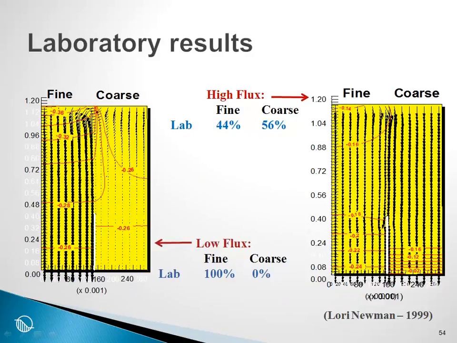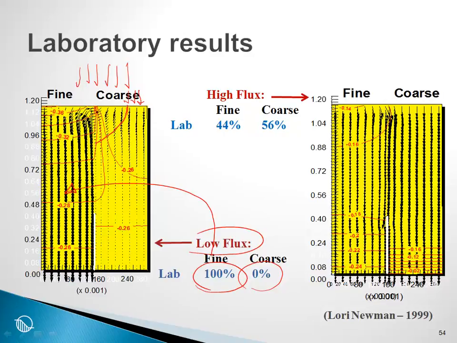And here are the experimental results and a highlight of the results. When we had a low flux, a small infiltration, so to speak, 100% of the flow went through the fine material. Hardly any flow, and according to the lab measurements, there was no flow that went through the coarse material. Any water that was dripped onto the coarse material went sideways and into the fine sand and dripped out of the fine sand.